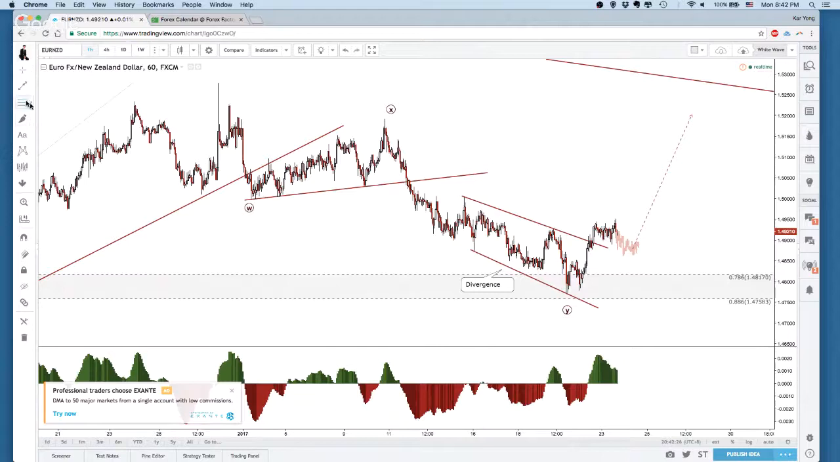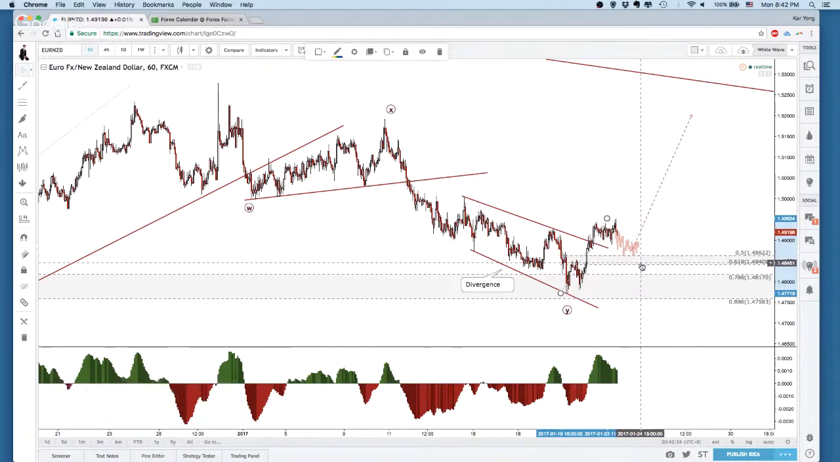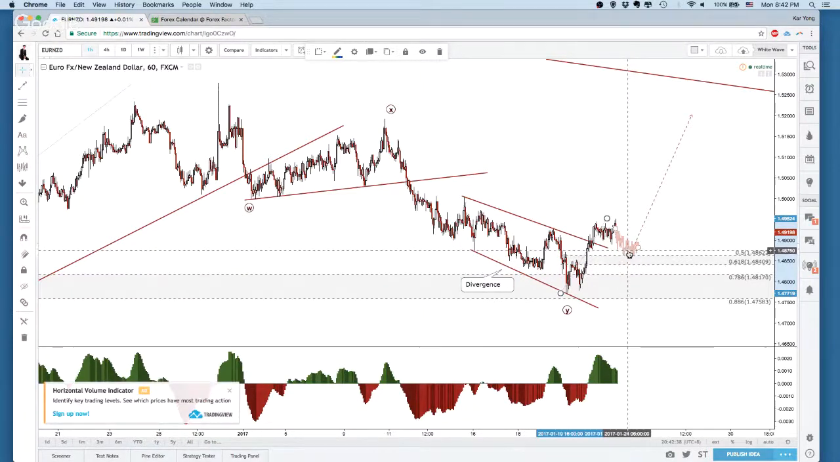So how deep is this correction going to come? Again, you can use a simple Fib. Wait for the 50 to 61.8 retracement. That will be the decent area for you to look for a long opportunity on Euro Kiwi all the way back up.